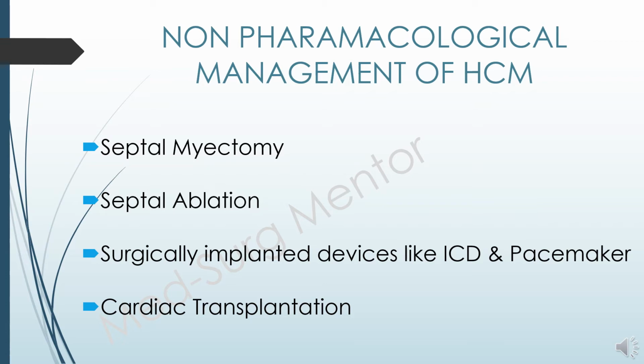And the second procedure is alcohol septal ablation. In this procedure, ethanol is injected through a tube into the small artery that supplies blood to the area of the heart muscle thickened by the hypertrophic cardiomyopathy. The alcohol causes the cells to die. Thus, the thickened tissue shrinks to a more normal size.